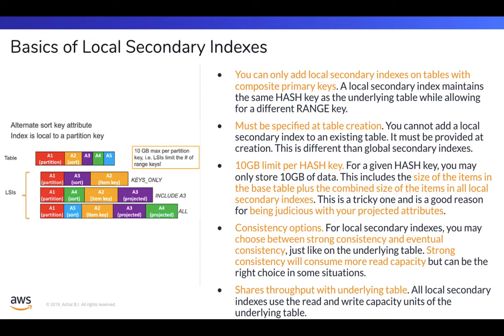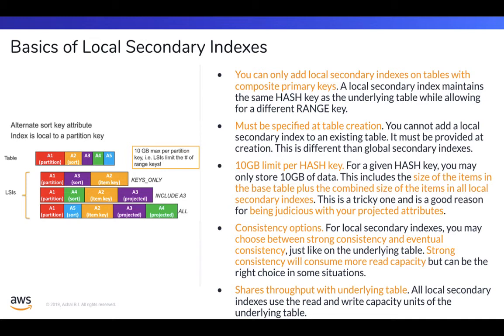But it is not so with a global secondary index. It also has a 10 GB limit per hash key. What it means is that it includes the size of items in the base table, plus the combined size of items in all local secondary indexes. So if you are choosing the projected attributes, you have to judiciously choose those projected attributes.